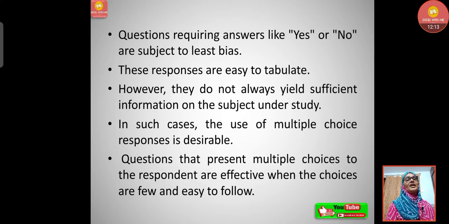Obviously, in every field, we cannot use these yes or no questions. So, in such cases, the use of multiple choice responses is desirable. If four choices are given, then the answer will be there. Questions that present multiple choices to the respondent are effective when the choices are few and easy to follow.